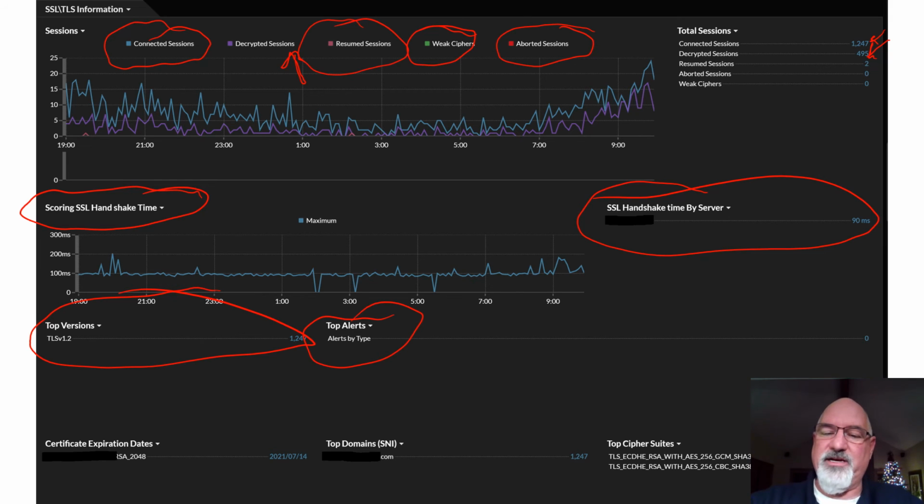See the cipher suites down here? I've kind of got it covered up by my video, but it tells me what the top cipher suites are that are being used. That's important as well. Could they be older cipher suites? Could they be cipher suites that have risks or problems with them? Absolutely. And then the top SNI domain and the expiration date on their certificate. I get all of that information all at once, right?